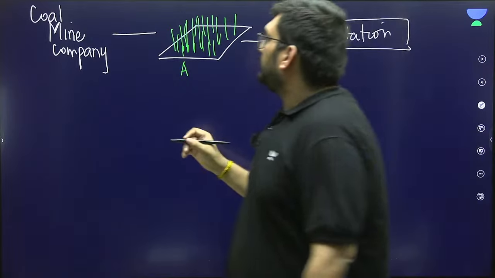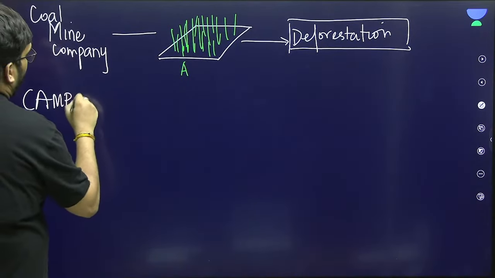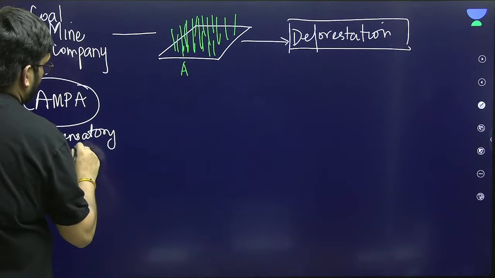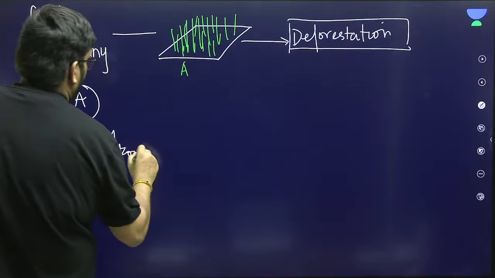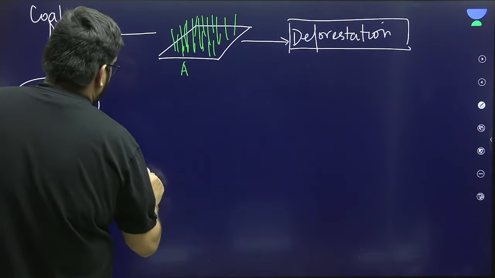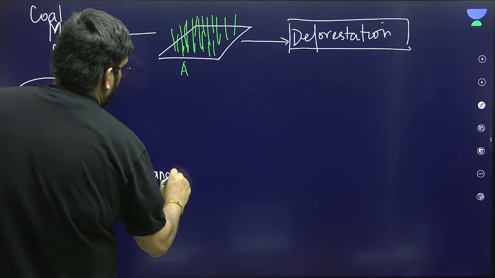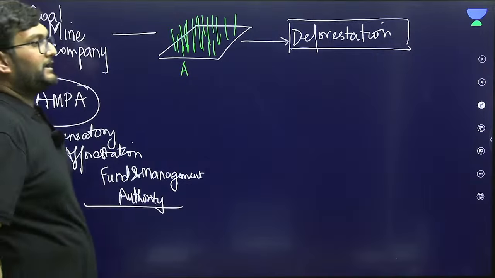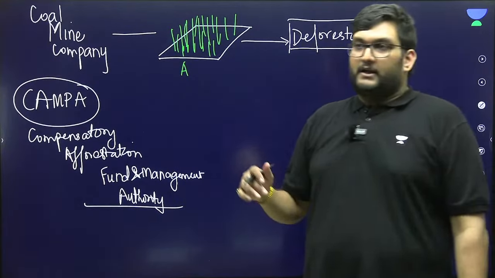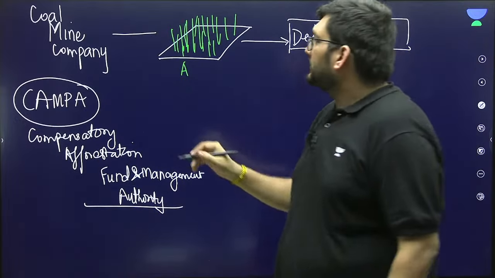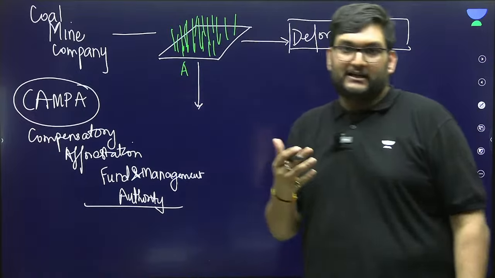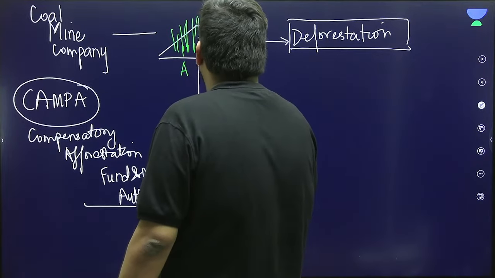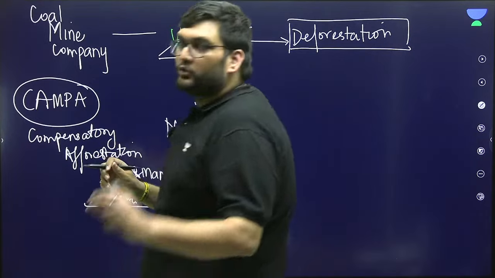So under what is called CAMPA, the compensatory afforestation fund management authority, under CAMPA, what would happen is, it is an act which argues that if you divert land, forested land, out of forest into non-forested use, a non-forestry use, you have to do two things.